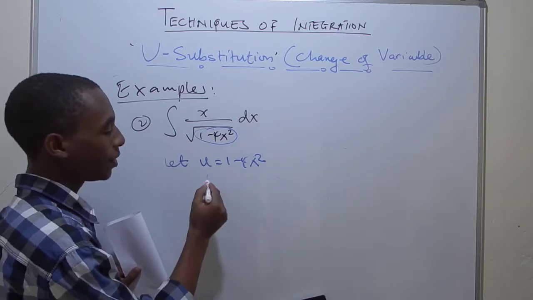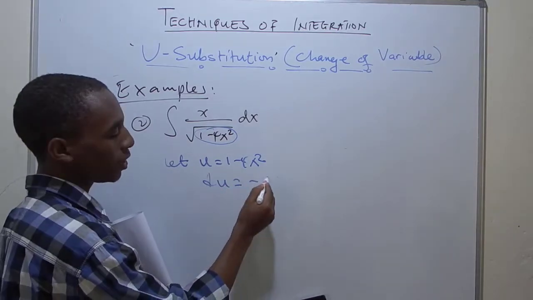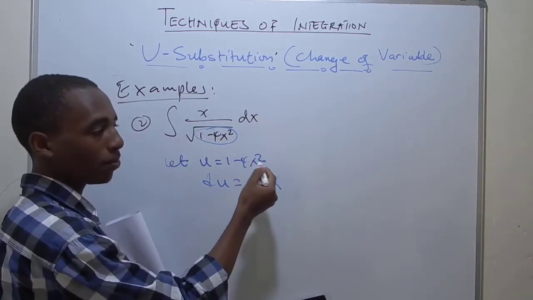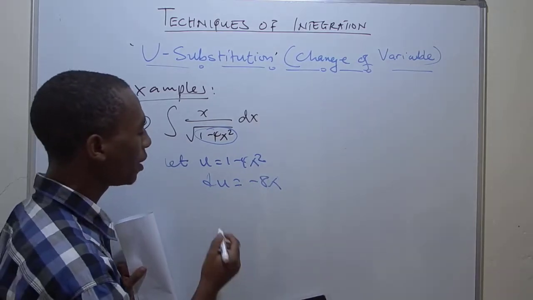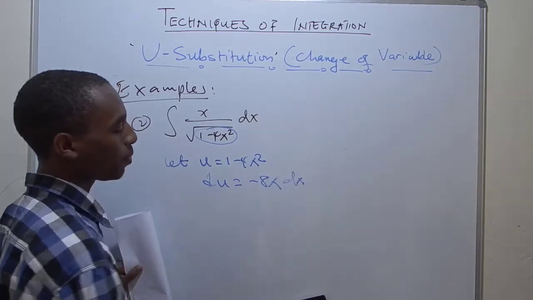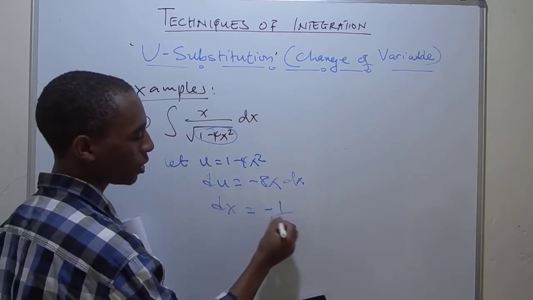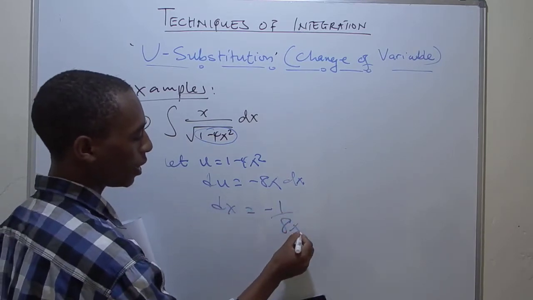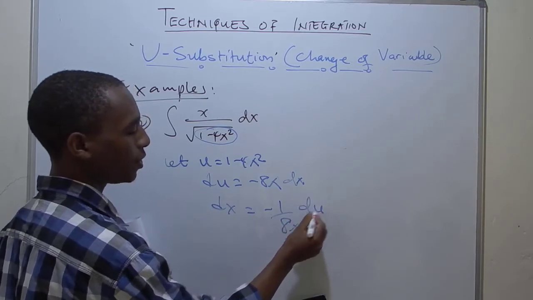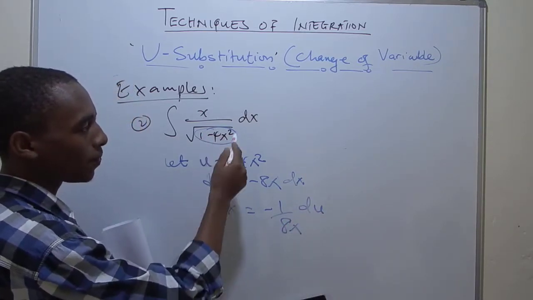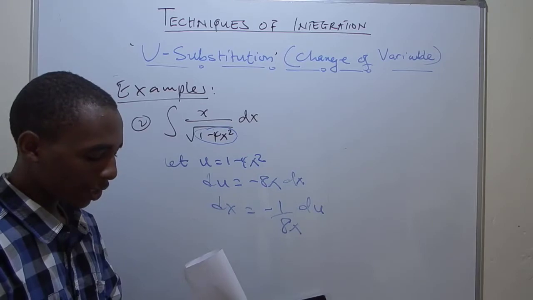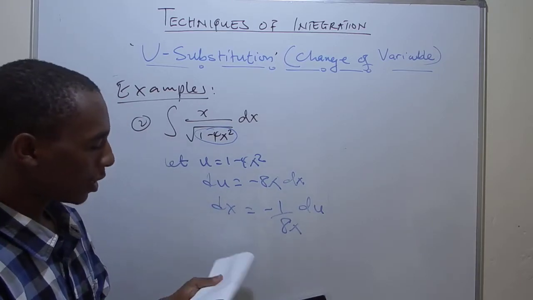So let's take derivatives on both sides. du equals negative 8x. Just drop the power and reduce this power by 1. Of course, this is with respect to x. So this implies that dx is negative 1 over 8x times du. So I'm going to substitute for all x's in this expression. Let's go ahead and do that.